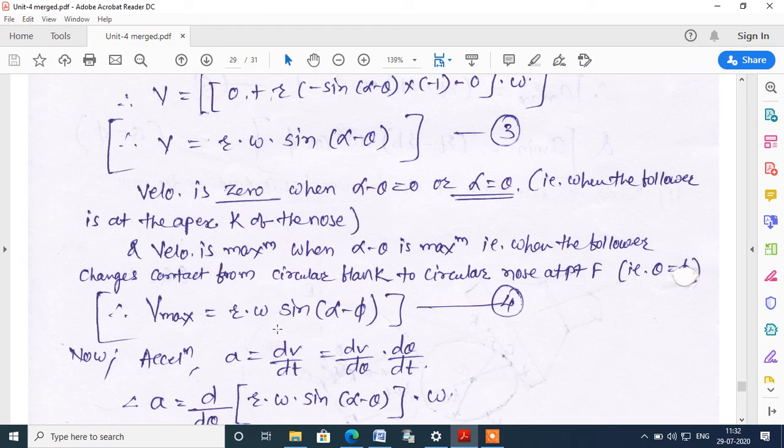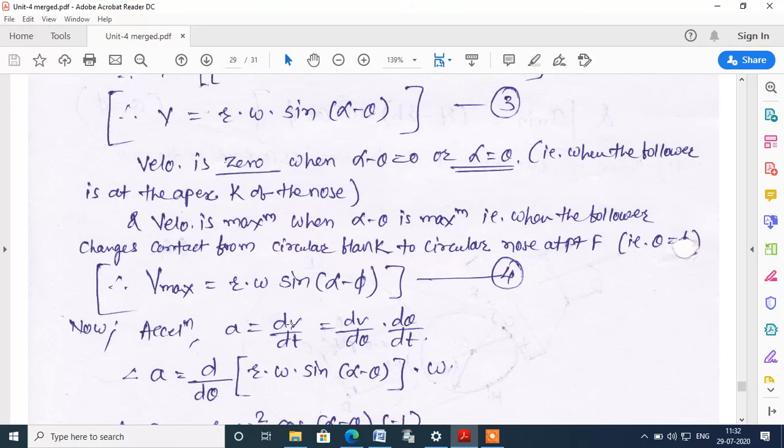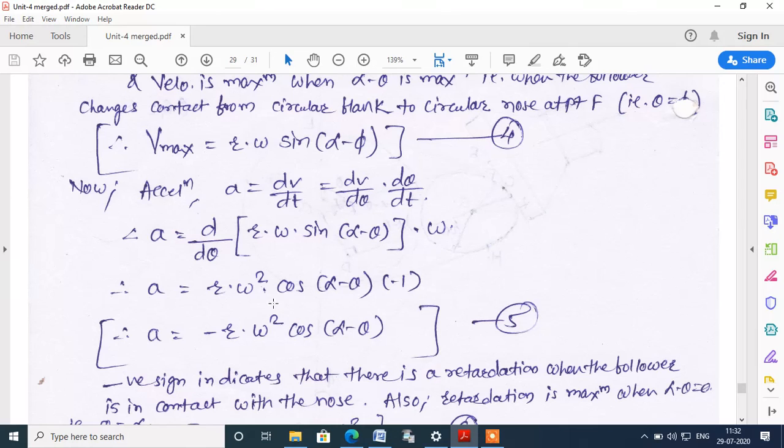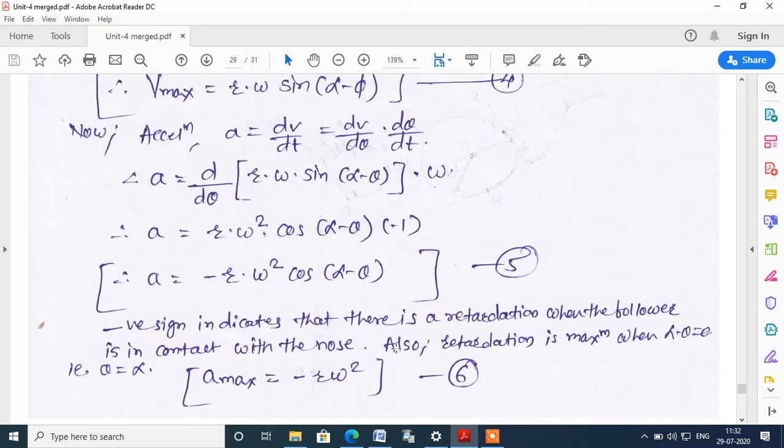This is the maximum velocity. Next is acceleration, dv by dt. So again dv by d theta into d theta by dt. Again taking the derivative, you will get finally a equal to minus R omega square cos (alpha minus theta). Now the negative sign indicates that there is a retardation. Instead of acceleration there is a retardation when the follower is in contact with the nose. And retardation is maximum when alpha minus theta is 0, cos 0 is 1, correct? So that means alpha equals theta, so A max equals minus R omega square.